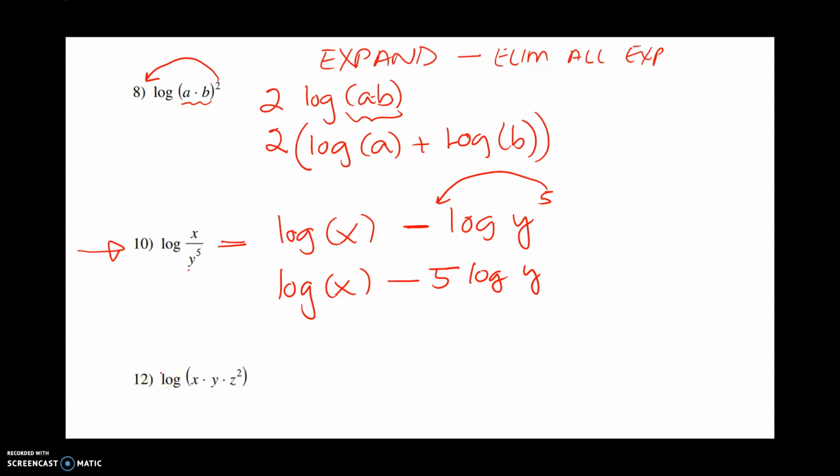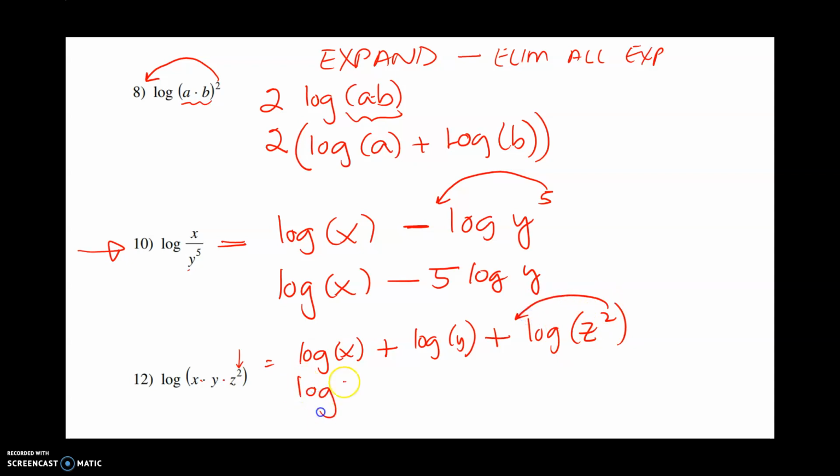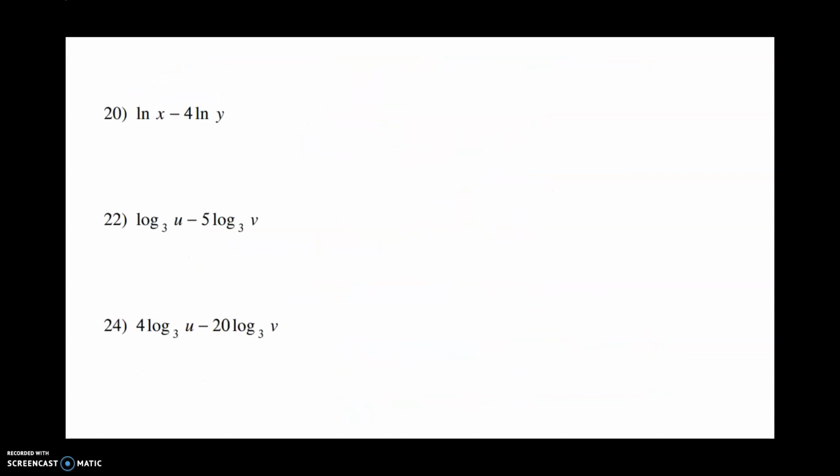All right, let's look at 12. Right now we have multiplication. The exponent is only on the z, so this becomes log of x plus log of y plus log of z squared. And now I can apply that property: log of x plus log of y plus 2 log z. And that's the fully expanded version.